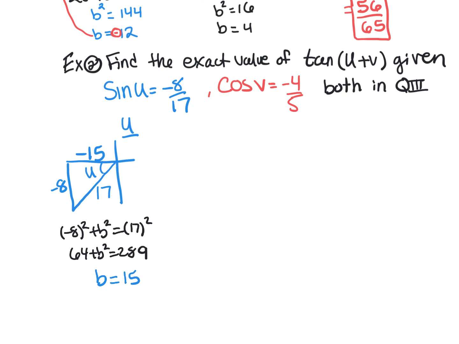So u's all done. Now we do v. Still in quadrant 3. They're not always going to be in the same quadrant. They just happen to be for these two examples, but you'll always be told what quadrant these triangles are going to be in. Cosine is adjacent over hypotenuse, so negative 4 for the horizontal side, 5 for the hypotenuse, and again, we use our lovely Pythagorean theorem to find our missing side.